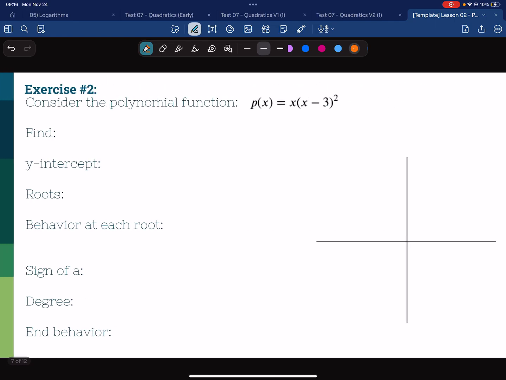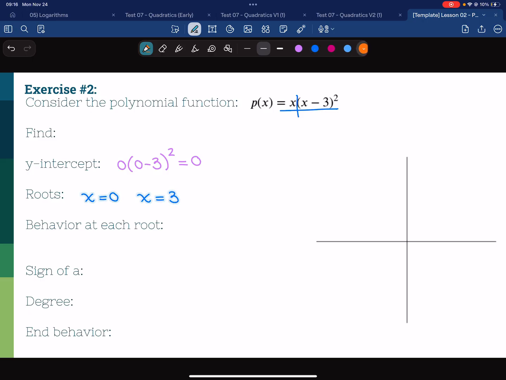Now, in this case, consider the polynomial function p of x is equal to x times (x minus 3) squared. Well, it's already factored for me, so find the y-intercept. Well, we know that's going to be a 0 because we're plugging in 0 times (0 minus 3) squared, but as soon as we saw that 0 in front, we know that. For the roots, we're setting them equal to 0, so I get x equals 0. I get x equals 3, and now it says behavior at each.